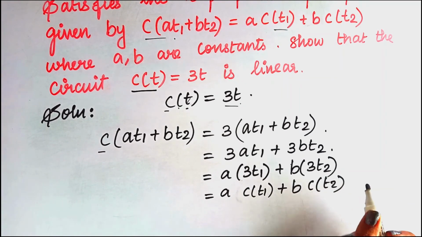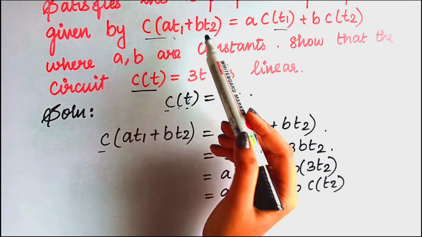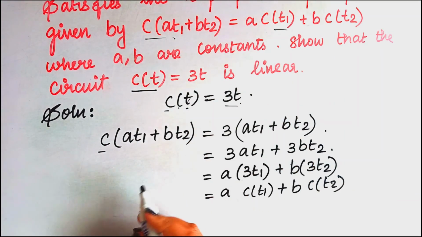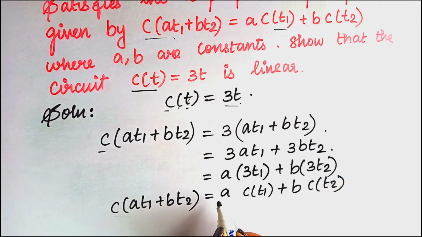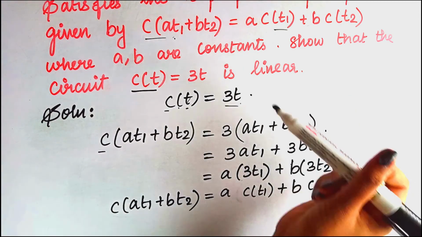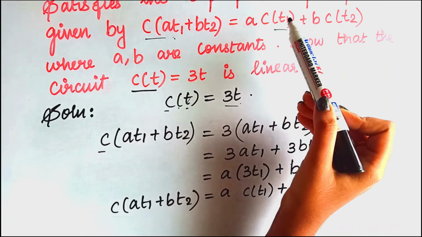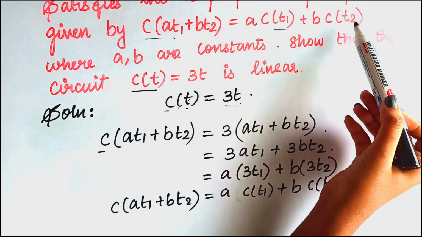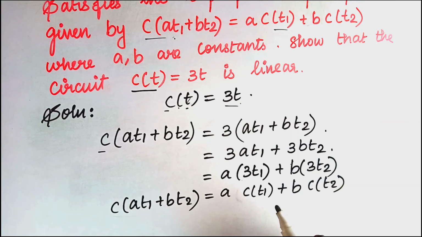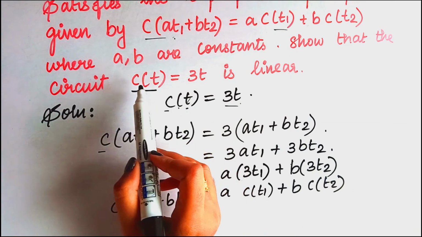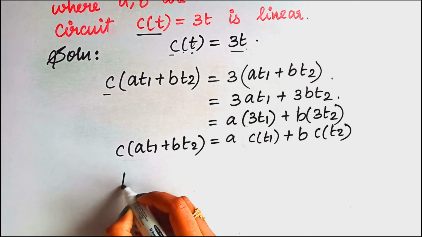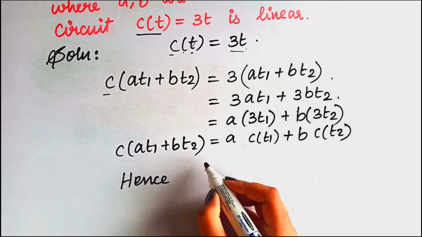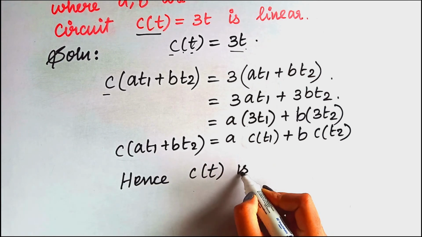So as per the question we got c of at1 plus bt2 is equal to a into c of t1 plus b into c of t2. So here we got a c of t1 plus b c of t2. So therefore we have proved this. Therefore we can say that c of t is equal to 3t is linear. Hence c of t is linear.